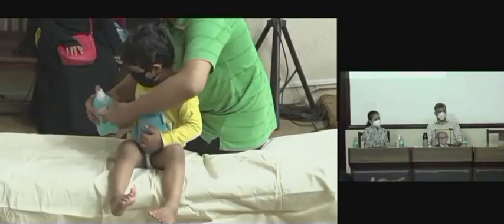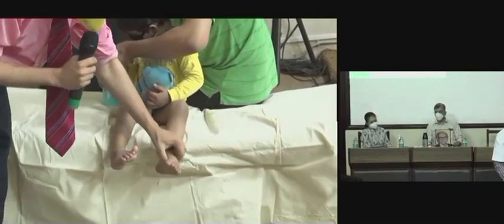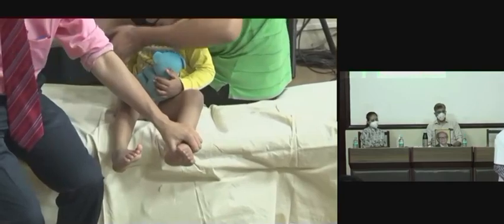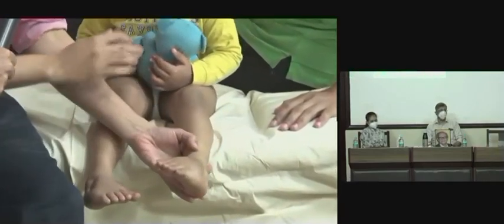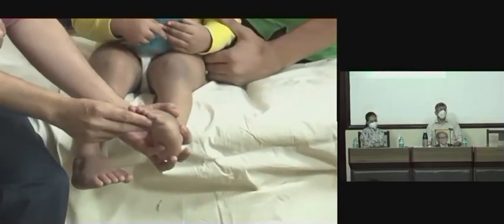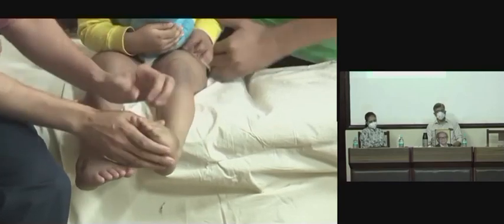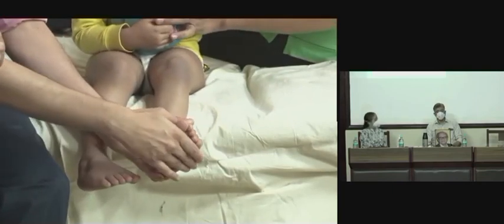So a couple of things. It is always important that the child should be made comfortable. The other thing is always try to abduct and then dorsiflex. If you just dorsiflex like this, you are getting a spurious correction of equinus. So always try to abduct and then dorsiflex.